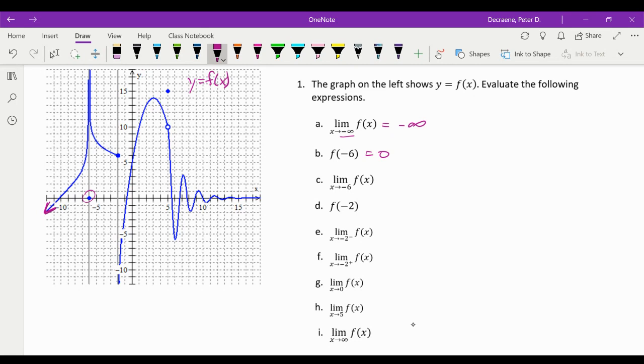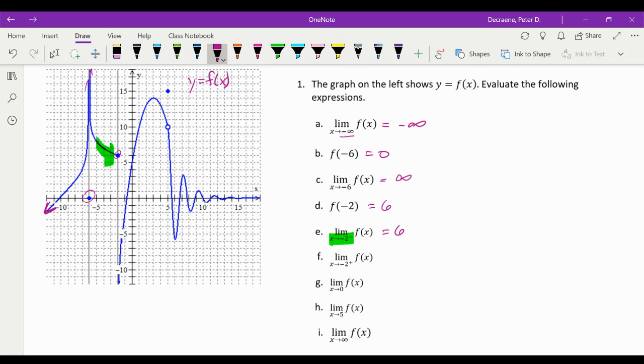But the limit as we get close to negative 6, both sides, the left and the right side, are going up to infinity, so that limit is infinity. f of negative 2, let's see, there's an asymptote here, but that point is the value of the function, so f of negative 2 is going to be 6. The limit as x goes to negative 2 from the left means I'm coming down this way and getting closer and closer there. So that limit is 6.